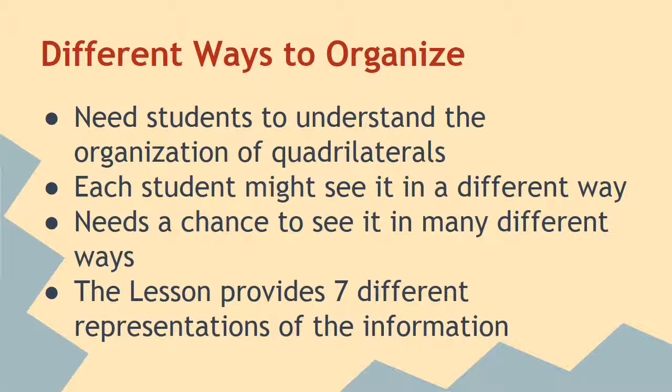So then, after students have seen this one way to organize and done a quick game, students will have the ability to look through and see different ways to organize. They need to understand the organization of quadrilaterals so they can pick when a quadrilateral fits in a category and when it doesn't, but each student might see it in a different way. They need a chance to see it in as many different ways as possible so they can choose the way that best fits them. The lesson provides 7 different representations of the information, so students can pick and choose 3 that they feel comfortable with and look at those closer.